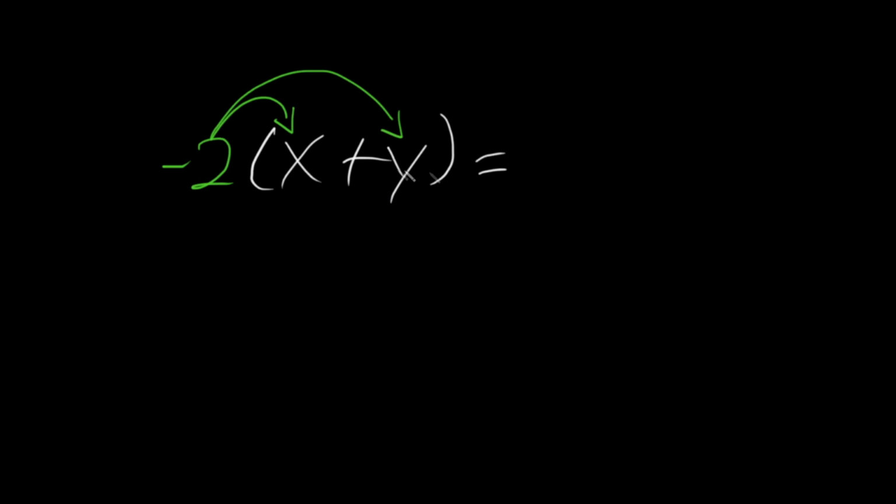What if we had negative 2 times x plus y? Well, the same rules are going to apply here. Even though the number in front is a negative, nothing really changes here. We have a negative 2 times an x. That's the first portion of this distribution. And then we'll have a negative 2 times the positive y. Negative 2 times x is simply negative 2x.